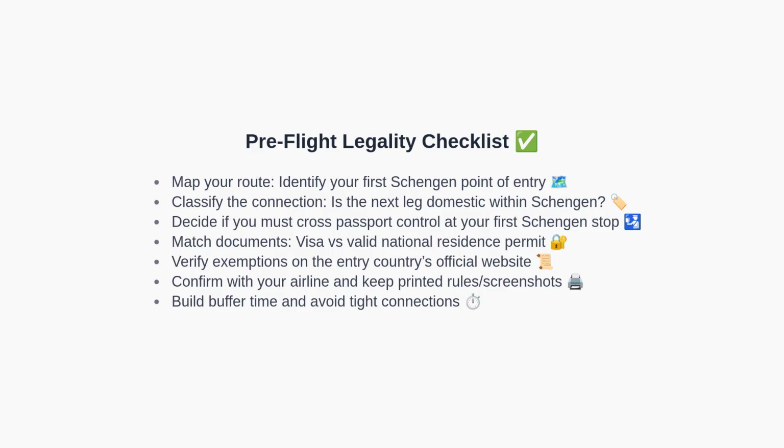Fifth, verify exemptions on the official website of the country of entry. Sixth, confirm requirements with your airline and carry printed rules or screenshots as backup. Finally, allow buffer time and avoid tight connections when immigration processing is necessary. This flowchart presents a decision tree.